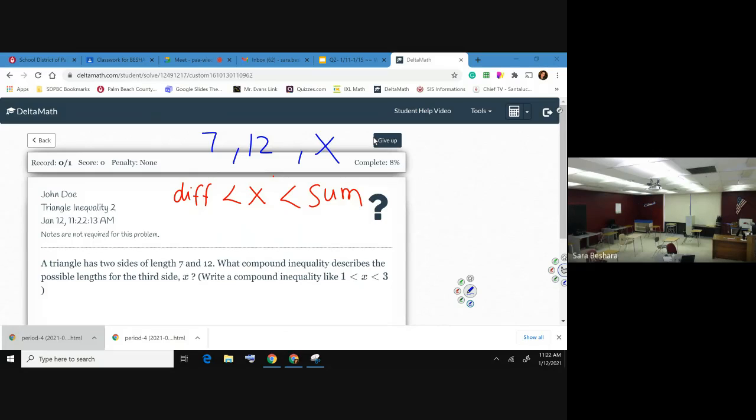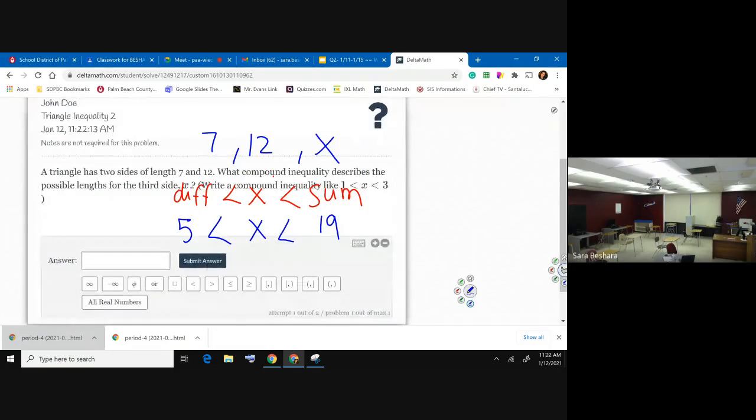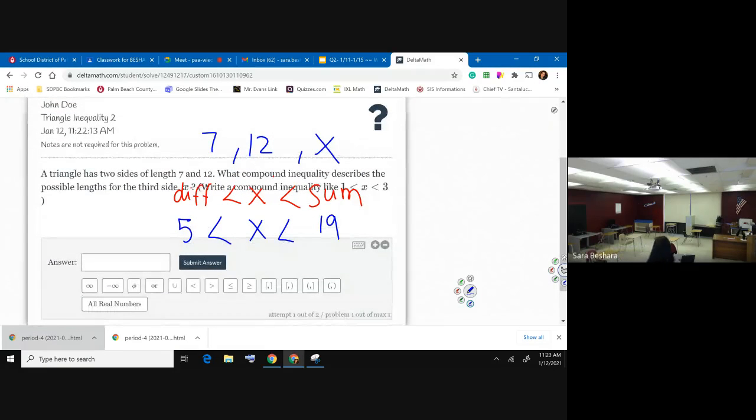So you're going to subtract them: 12 minus 7, that's 5, less than x, less than the addition, 7 plus 12, 19. And you're just going to type them here. You see how it gives you an option for some of the common symbols. So you write down 5 less than x less than 19.